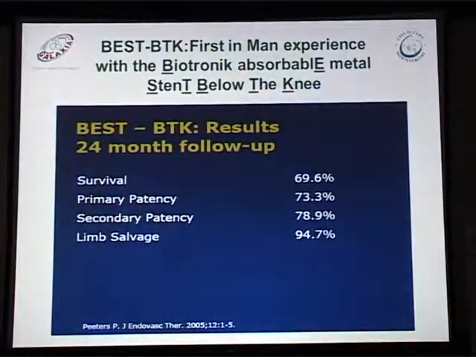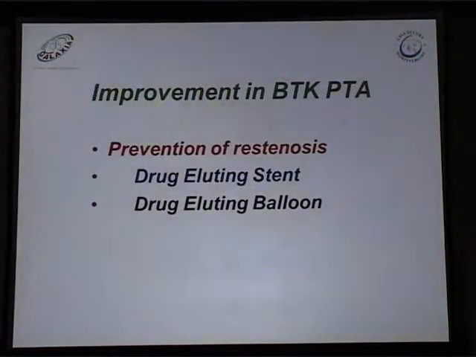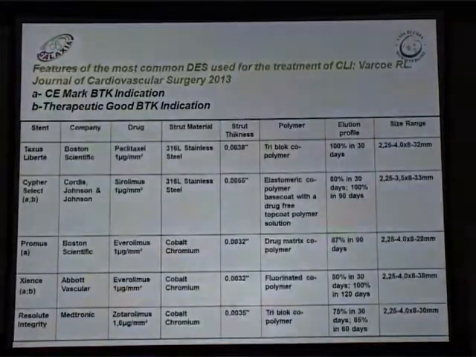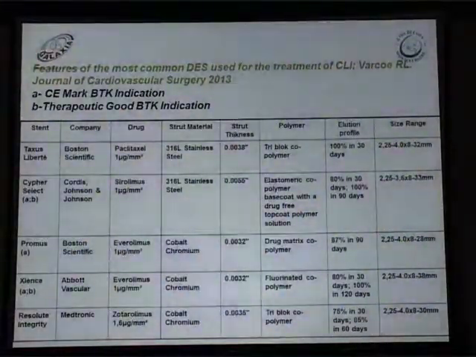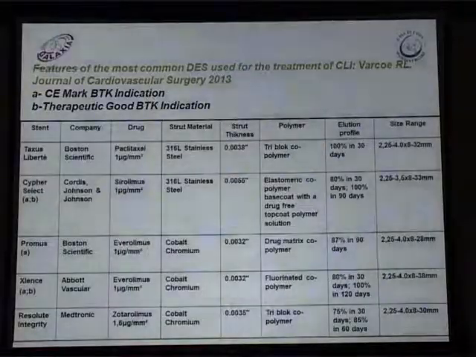Another study made by Peters showed with the absorbable stent a primary patency of 73%, secondary 78%, and limb salvage at 2 years follow-up of 94%. Improvement in below-the-knee angioplasty to prevent restenosis is a drug-eluting stent or drug-eluting balloon. So, features of the most common drug-eluting stents used for treatment of critical limb ischemia, published by Barco in the Journal of Cardiovascular Surgery this year.